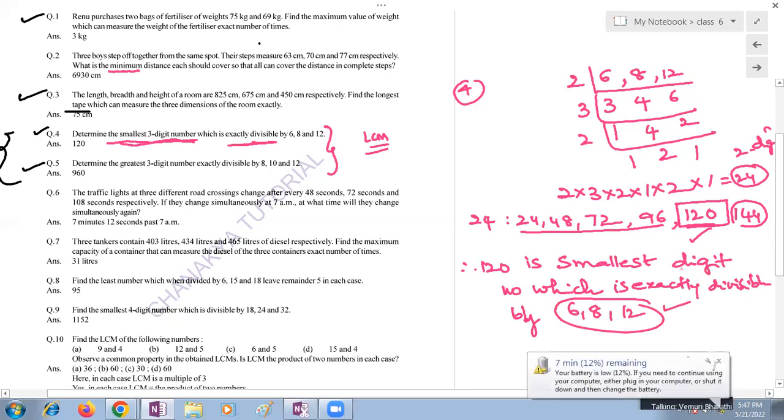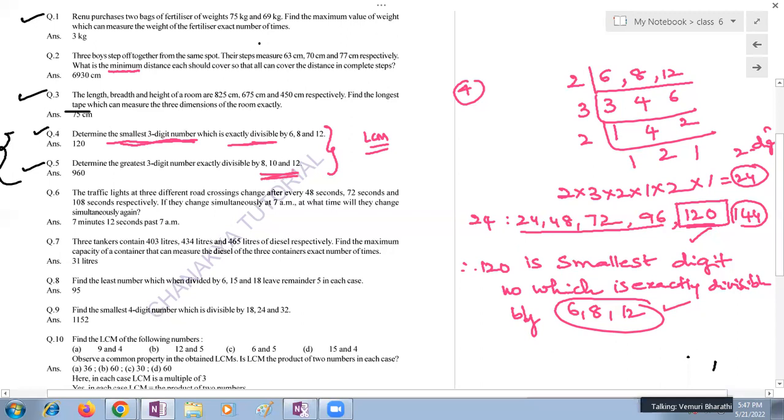The 5th question is your question, Dana. You need to determine the greatest 3-digit number. Don't look for a keyword in this case, children. These are exceptional cases. When you need to find the largest 3-digit, smallest 3-digit, or greatest 4-digit number, in such cases you always need to find LCM only. Come on, 8, 10, 12 LCM, please.